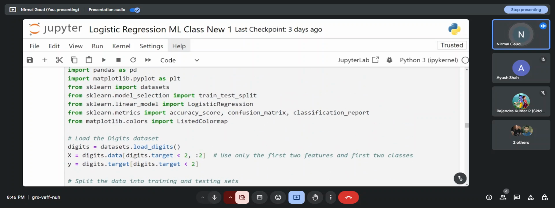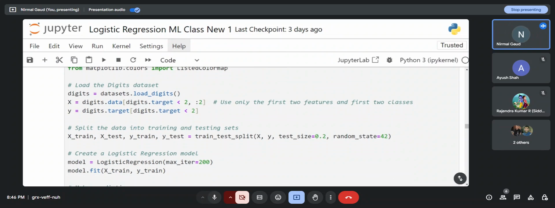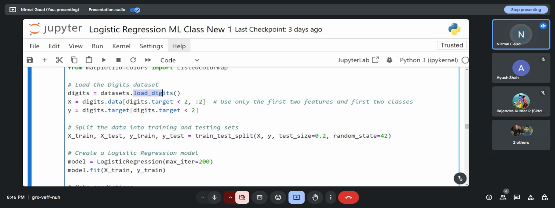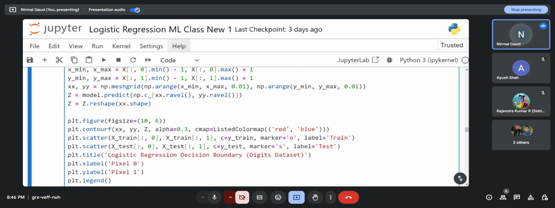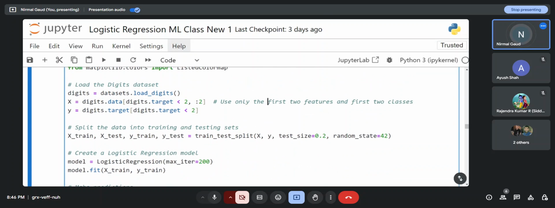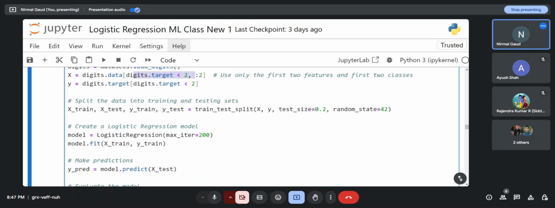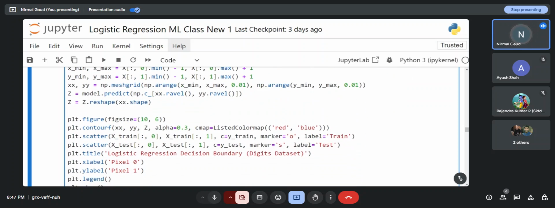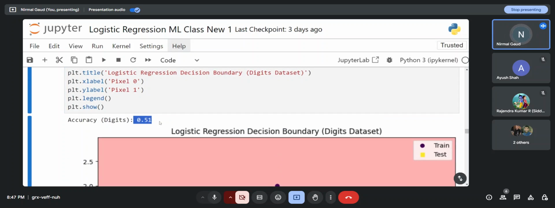Okay, and then if we need to perform digit classification, I am having the digits data for the classification. All right, and here it is. So just use the first two features and the first two classes of the digits. Again I'm using two features only, and for digit classification I'm using the first two digits, 0 and 1. So the classification I'm also converting into binary, and features also I'm taking only two. Then again I perform train test split, training of the model, prediction, and everything. And this is 51% accuracy, very low accuracy.